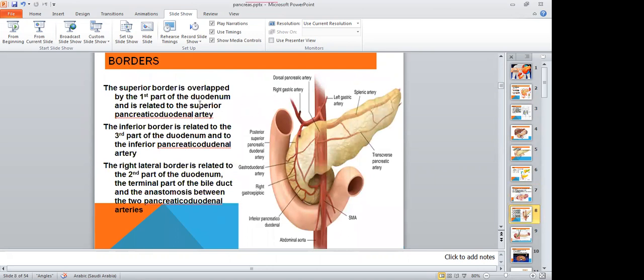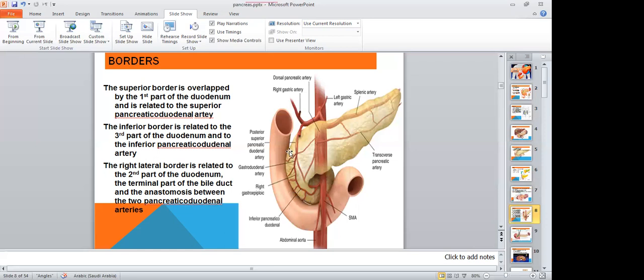The borders. The superior border is overlapped by the first part of the duodenum and is related to the superior pancreatico-duodenal artery. This is the superior pancreatico-duodenal artery with its branches, the anterior and posterior branch, while the inferior border is related to the third part of the duodenum and to the inferior pancreatico-duodenal artery. This is the inferior border related to the third part of the duodenum, and this is the inferior pancreatico-duodenal artery with its posterior and anterior branches.